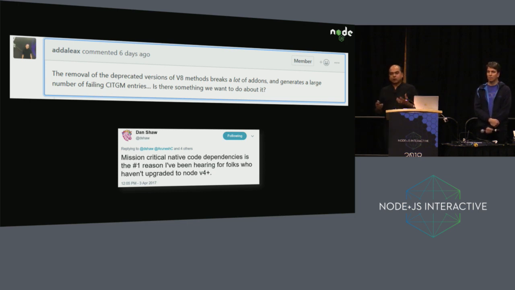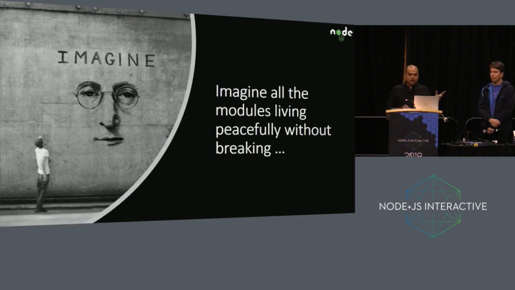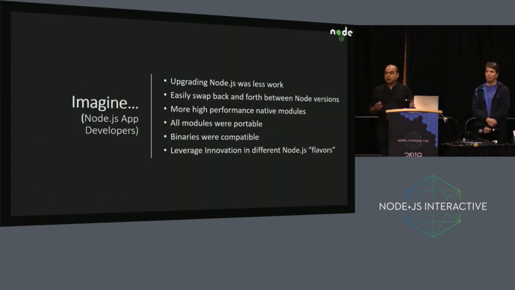There has to be a better way to not create such an impact on the entire ecosystem with every Node release. So imagine all the modules living peacefully without breaking. If you are an app developer with Node, imagine that upgrading Node was easy. It was easy to swap back and forth between different versions of Node. There were more high-performance native modules available for you to work with. And all these modules were portable across different Node versions.